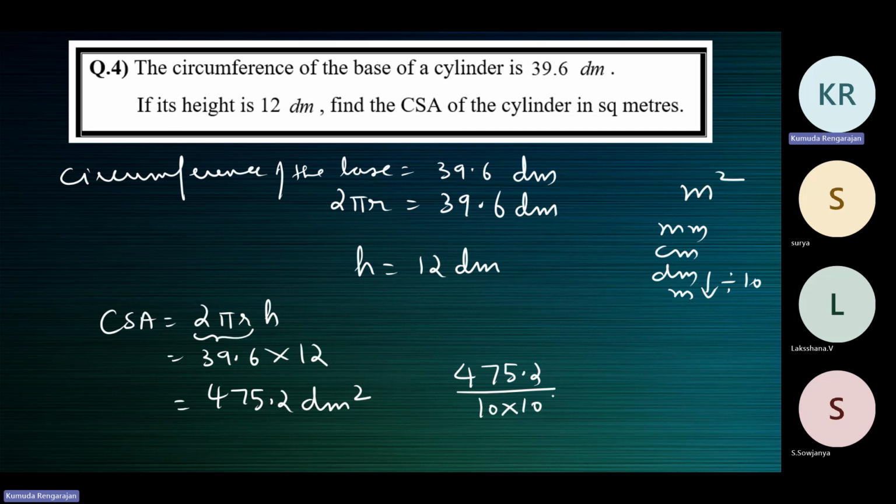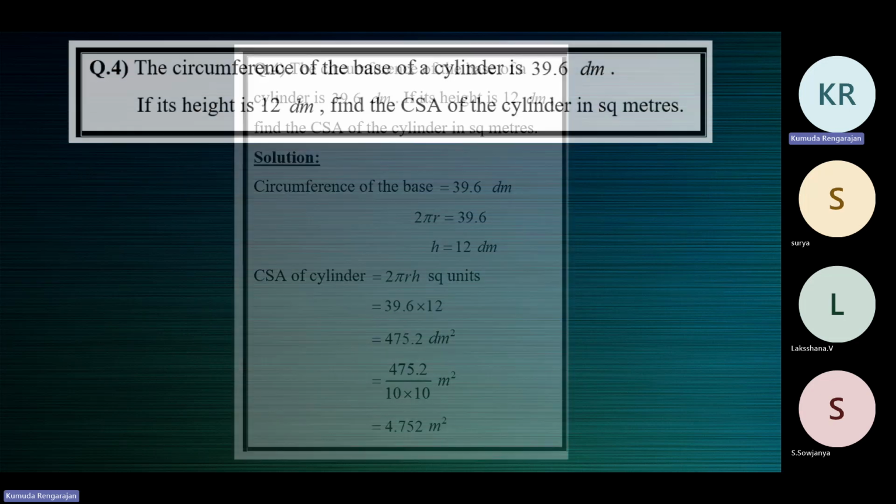To convert decimeter to meter, we need to divide by 10. Decimeter square to meter square, do the same thing two times. So the answer is, there are 2 zeros in the denominator. So 4.752 meter square.